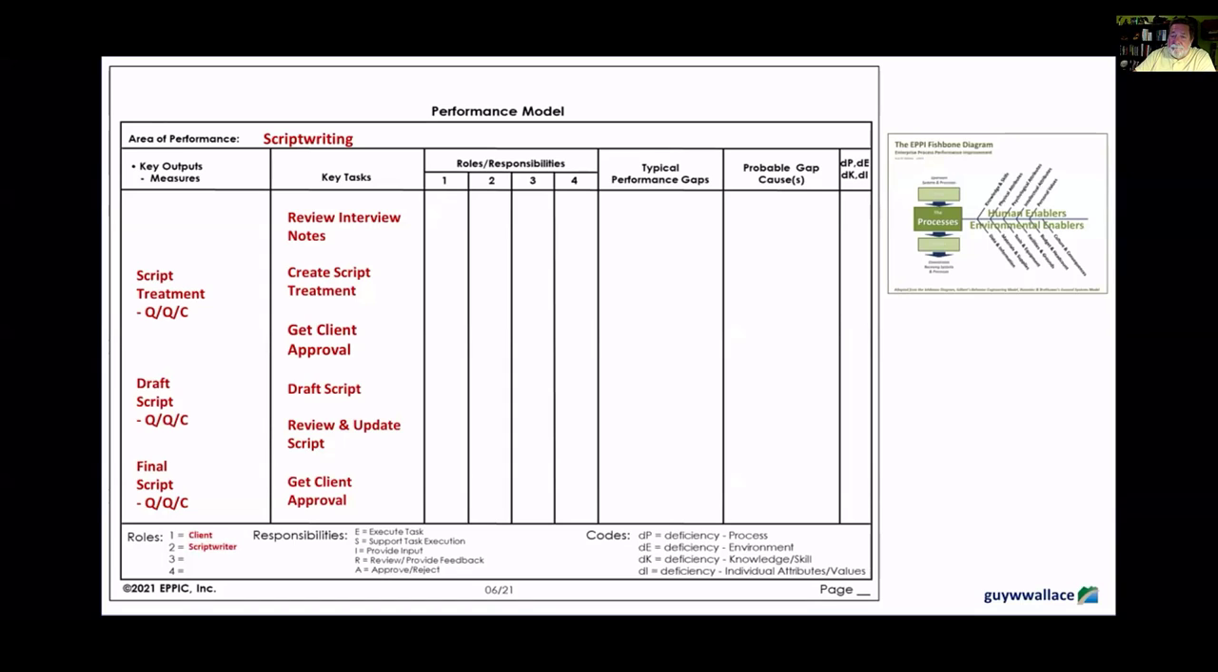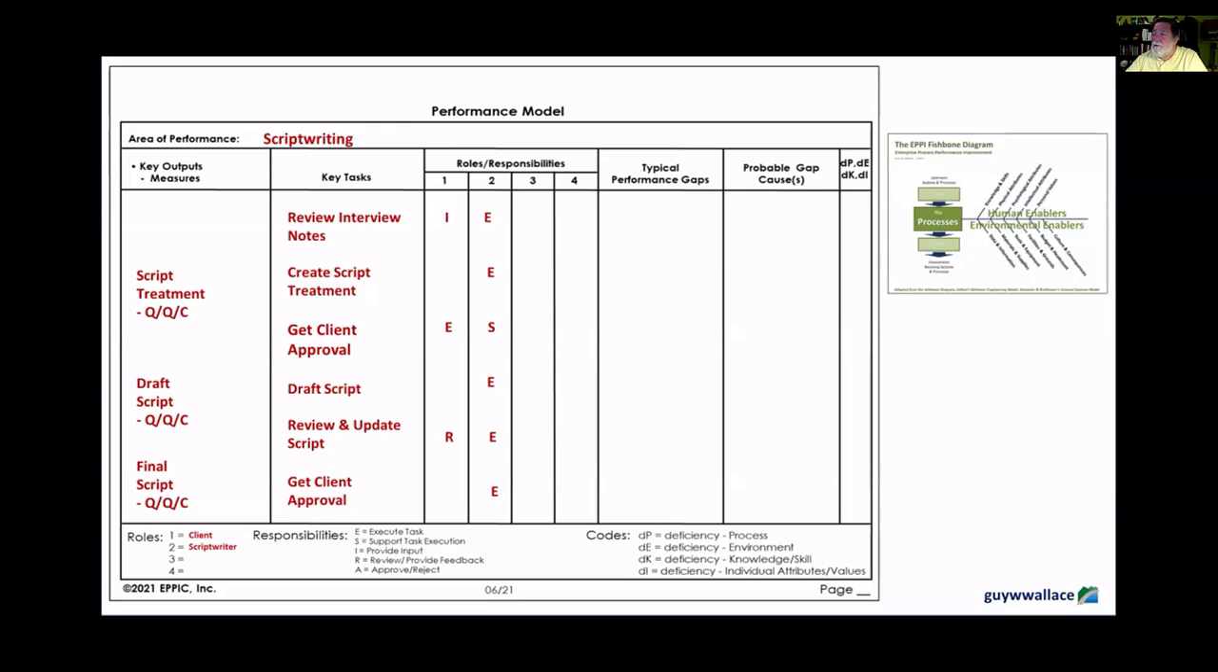Who's doing what? Well, I've got two roles here in the bottom there. See the roles, client and script writer. So we can just put X's in there and go, okay, who's involved in the review of the interview notes? Maybe I have the client and the script writer doing these things together. I can also change those and use those responsibility codes, the ESIRA.